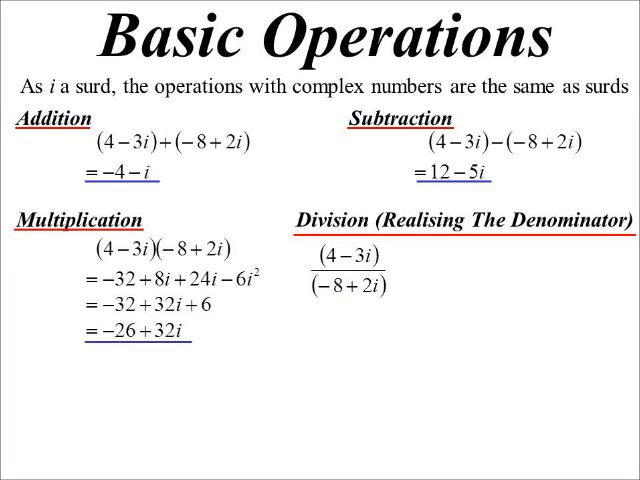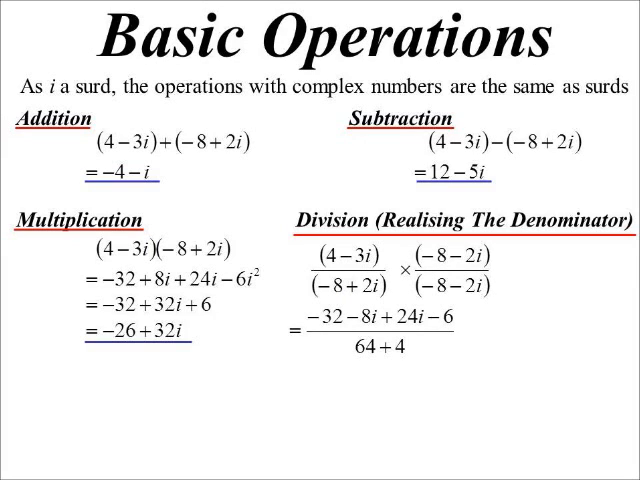So the first thing we need to do is to make the bottom of this fraction one number. It makes sense to make it a real number. And so we do it by realising the denominator, which, just like rationalising the denominator, means multiplying by its conjugate. Because when you multiply by its conjugate, you have the difference of 2 squares on the bottom. And once you're dealing with squares, it's no longer imaginary.